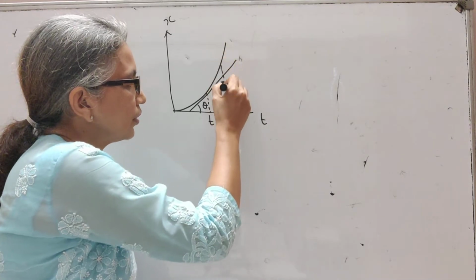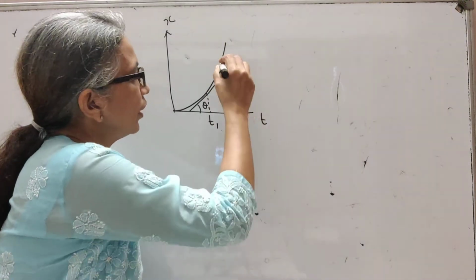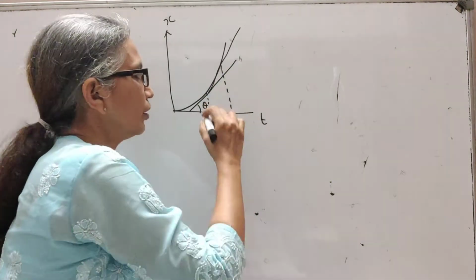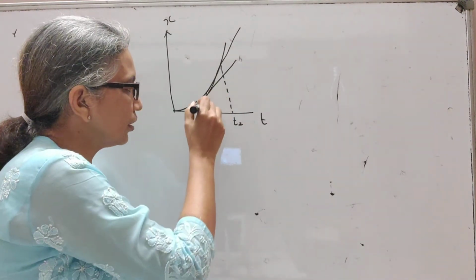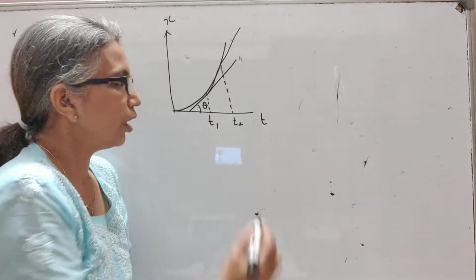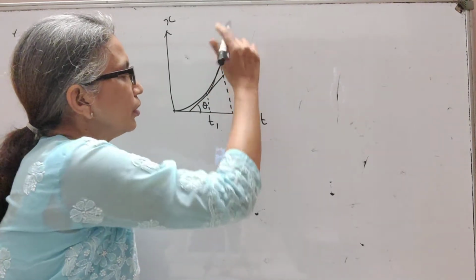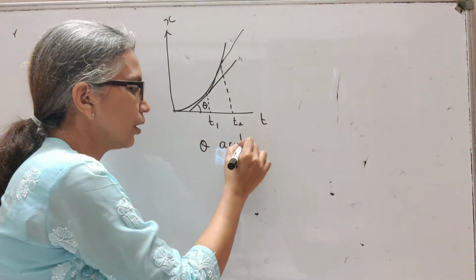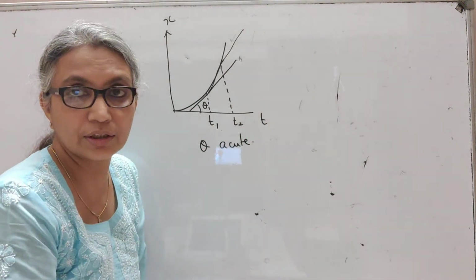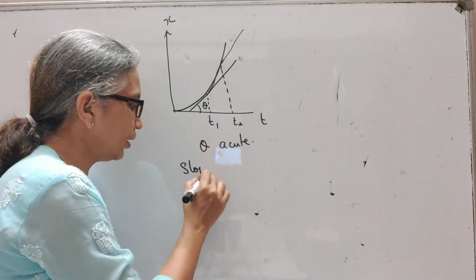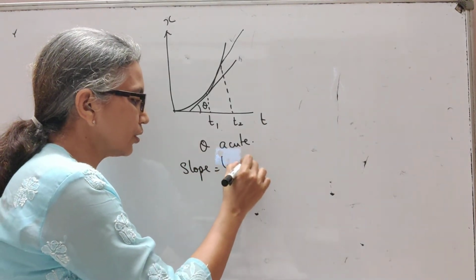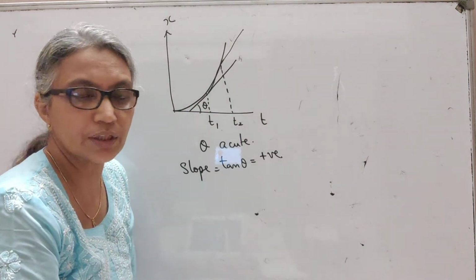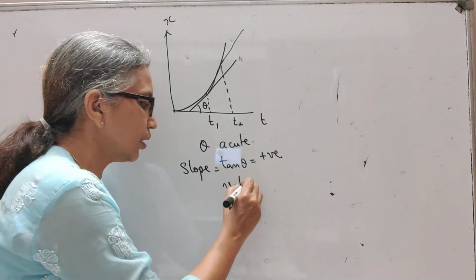After some time, let's say this is time t2, and if I want to find the slope, then the tangent will be drawn here, and that will be the theta. If I extend it down here, that will be the new theta. However, you will notice that at every point, theta is acute. I already told you, if theta is acute, then tan theta, the slope of the line, will be positive, which means this represents a body moving with positive velocity. So velocity is positive.